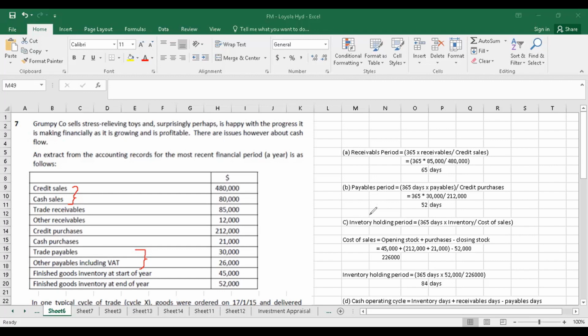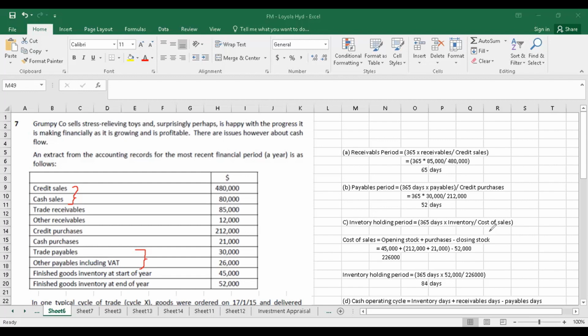The next one is the inventory holding period. What is the inventory holding period? It is 365 days into average inventory divided by cost of sales. Since we have both the beginning inventory and the ending inventory, we can find out the average inventory.